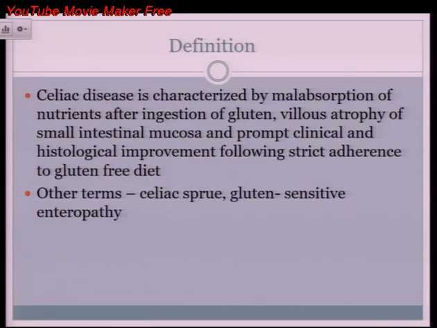So the definition of celiac disease. Celiac is defined as malabsorption of nutrients after ingestion of gluten, and it's characterized by villous atrophy of the small intestinal mucosa, and there's prompt clinical and histological improvement following strict adherence to a gluten-free diet. There are other terms for celiac. It's also called celiac sprue or gluten-sensitive enteropathy.